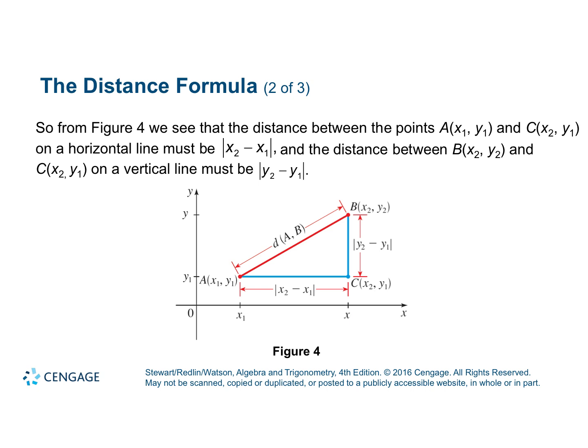So now we have the distance formula. From figure 4, we see that the distance between point A and C on the horizontal line must be x2 minus x1, and the distance between B and C, the vertical, must be y2 minus y1. We only use the distance formula when it comes to things that are diagonal, that are not perfectly parallel to the axis. So what do I mean by that?